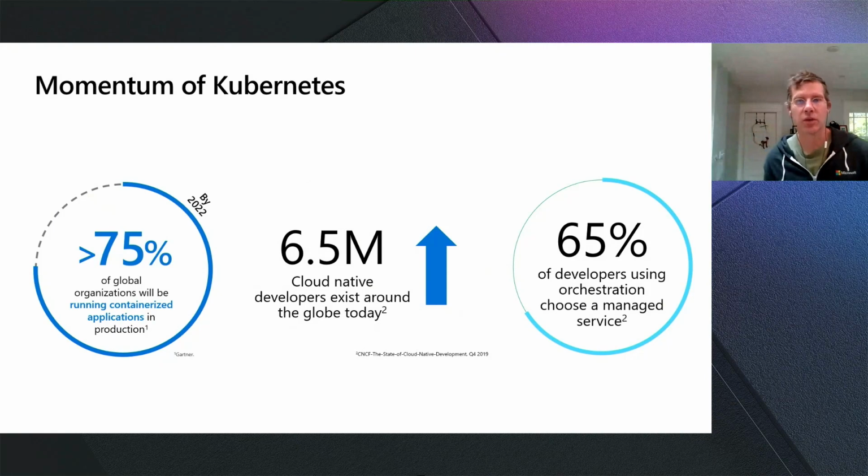Gartner is estimating that by 2022, 75% of global organizations will be running containerized applications in production. Tons and tons of people are using a managed Kubernetes service in the cloud. And of course, the Azure Kubernetes Service has just been growing leaps and bounds, more and more users coming online, more and more production use cases. So all of this is really generating a ton of momentum, not just in Azure, but honestly in the broad ecosystem of cloud native development. And there's a tremendous amount of value that can be delivered to your enterprise from that ecosystem.